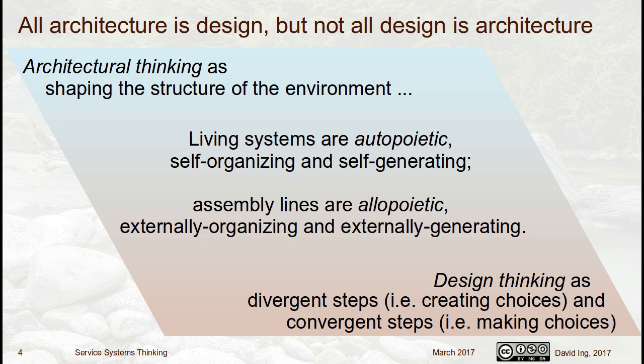But the question is, if you're not looking at an autopoietic system, what type of system are you looking at? There are what are called allopoietic systems, which are assembly lines, which are externally organizing and externally generating. Human beings are autopoietic systems, if you have children, right? Because we're self-organizing and self-generating. Now, if organized in couples, you generate a being.